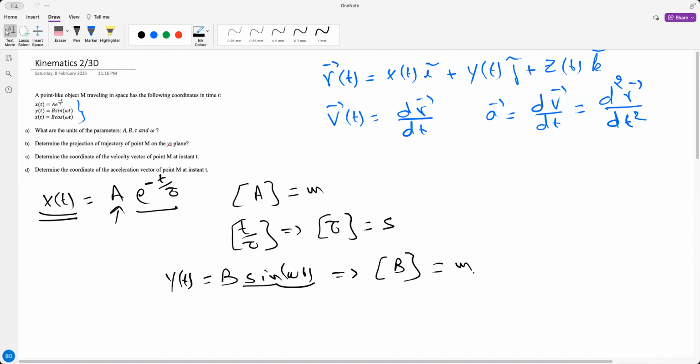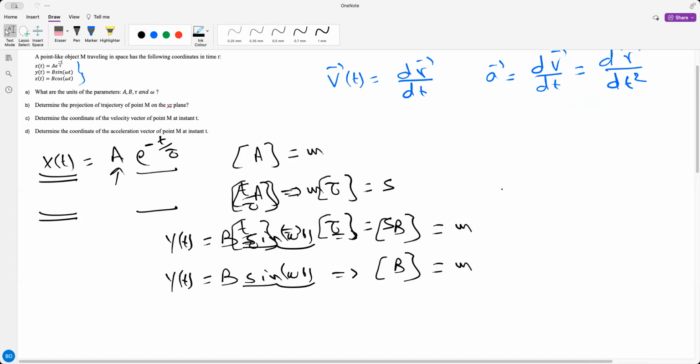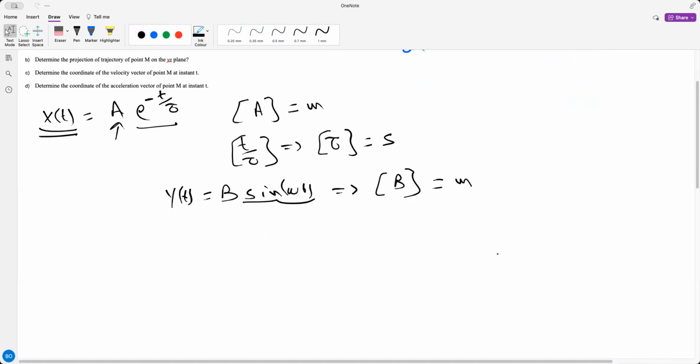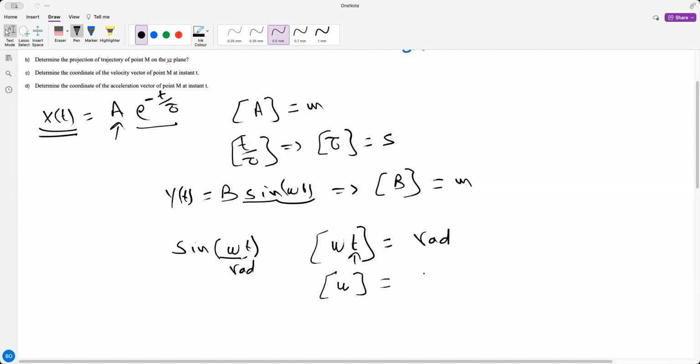And now, what about omega? We know that in sine omega t, what is inside should be in radians. So the unit of omega t must be radians. And since t is in seconds, this means that the unit of omega is radians per second. This is question A.